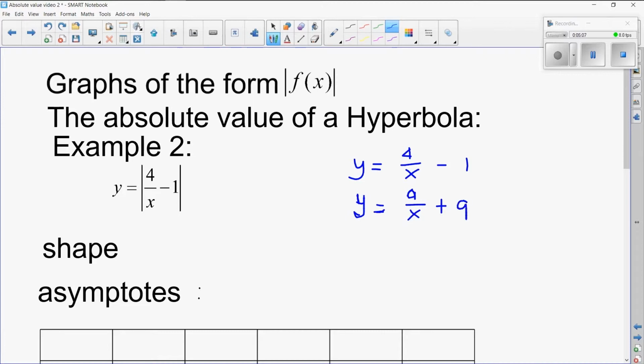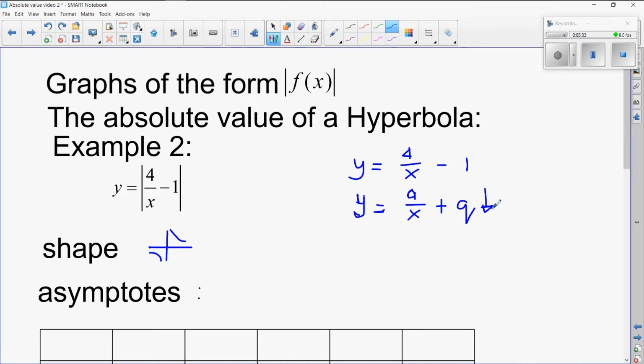So A is positive 4, so I know that this graph will be plotted in the first and the third quadrant. But remembering that there's a shift because Q equals -1, that means my graph is going to move 1 unit down. So every y value on the graph will move 1 unit down from the graph y equals 4 over x.